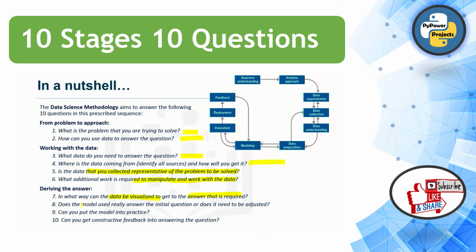And then the model that we have created, we need to evaluate whether the model is actually addressing the problem that was asked by our stakeholders. Then we put the model into practice, that is the deployment stage, and then we take constructive feedback for our model. And this is how this whole data science life cycle works.